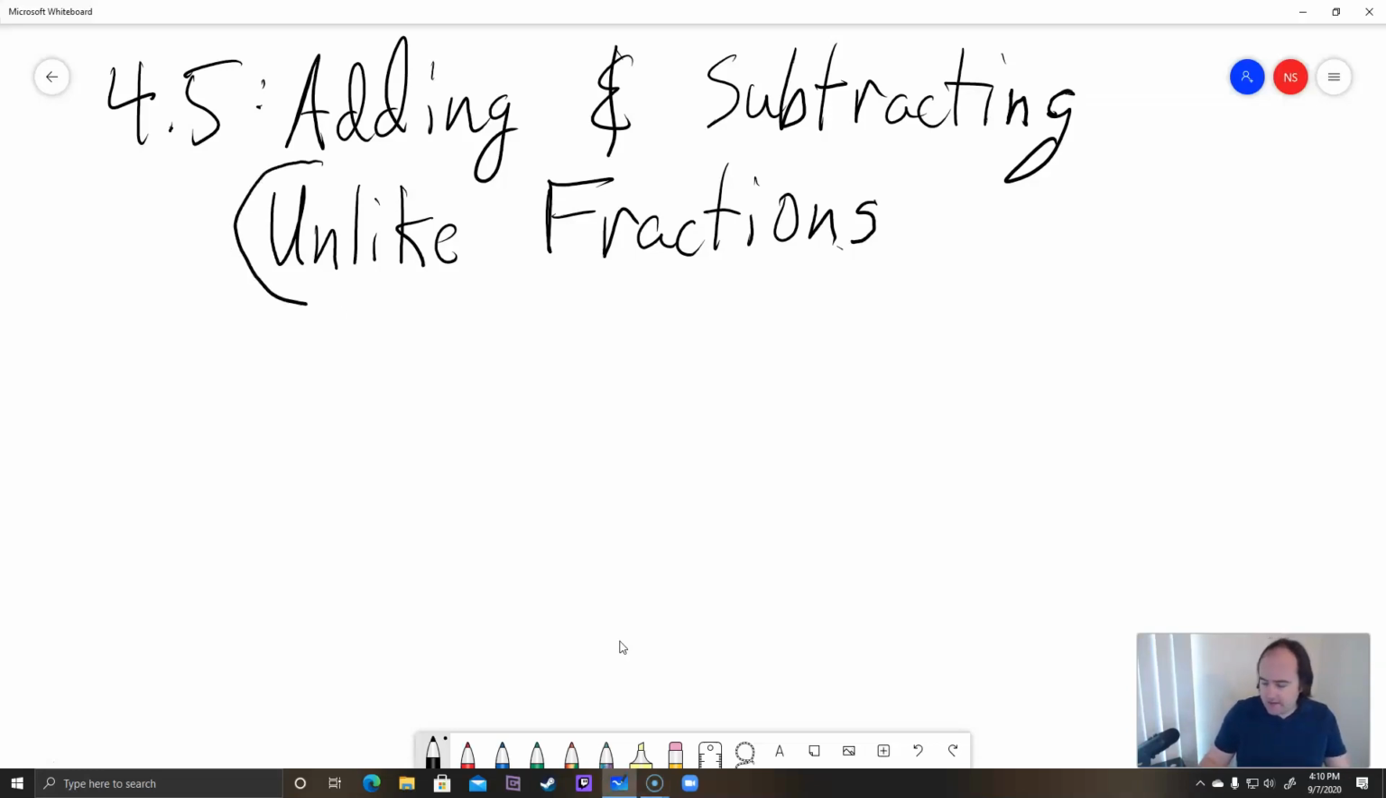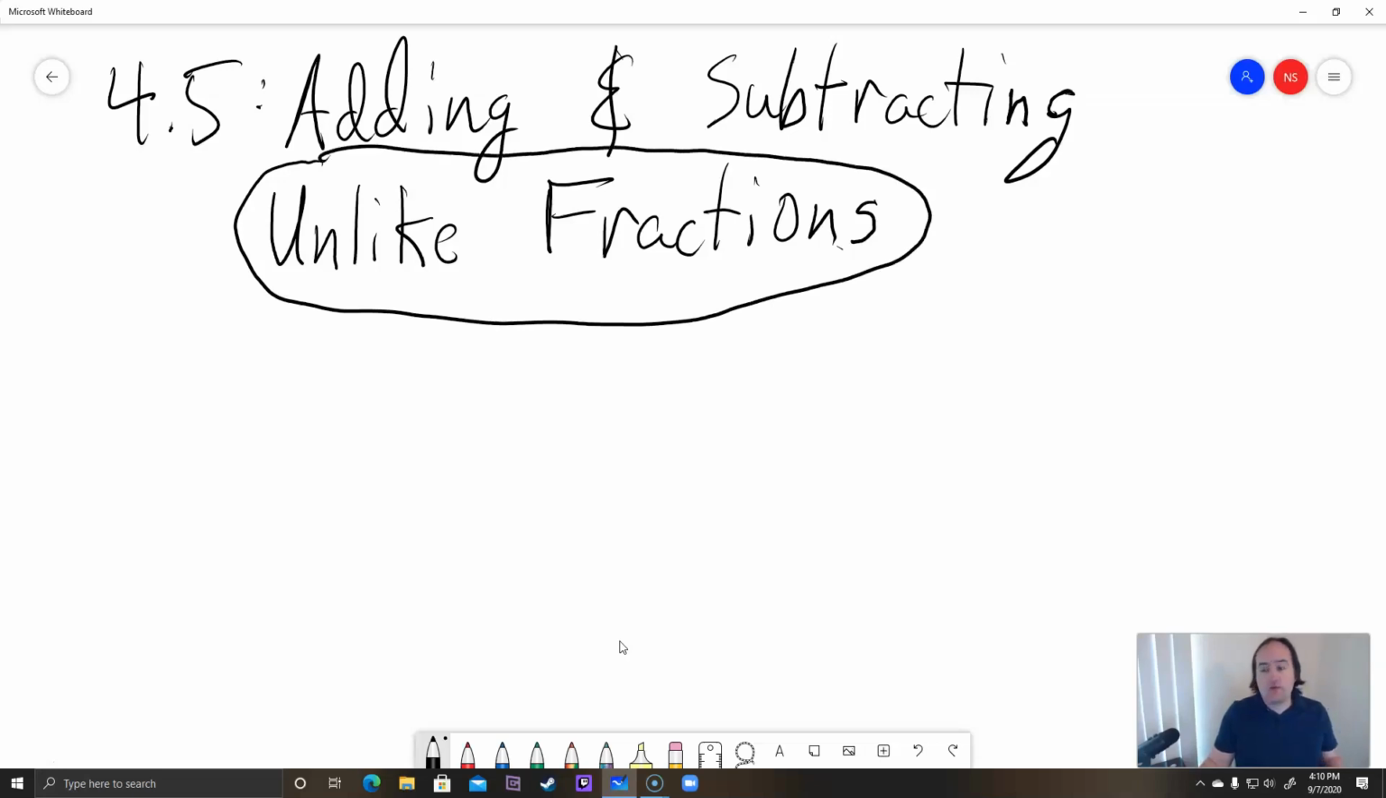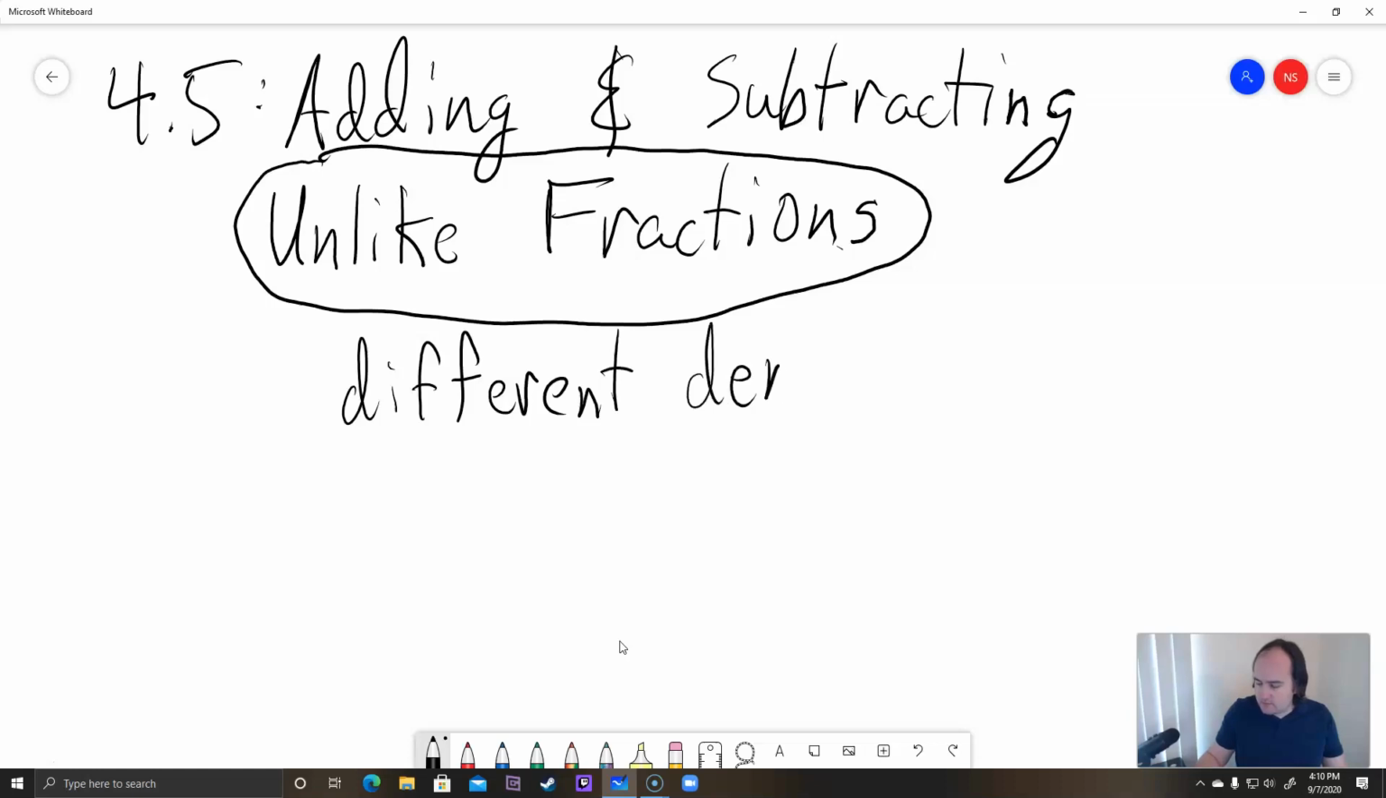Well, unlike fractions means fractions with different denominators. Okay? Different denominators. Okay, that's what the word unlike means. And a lot of people hate these, I'm not going to lie. It is one of the hardest things in fractions is when they don't have the same denominator.